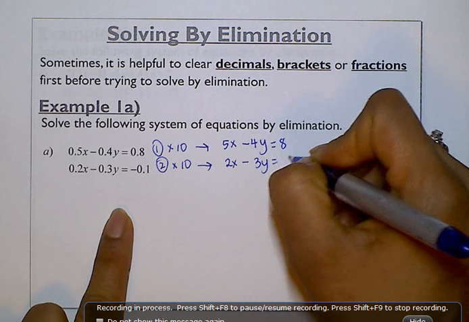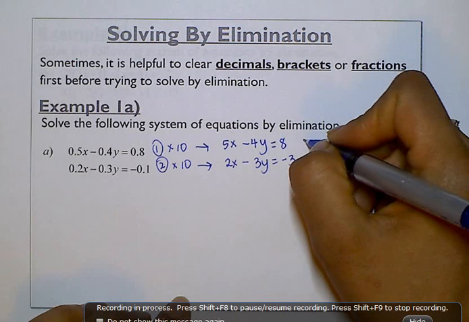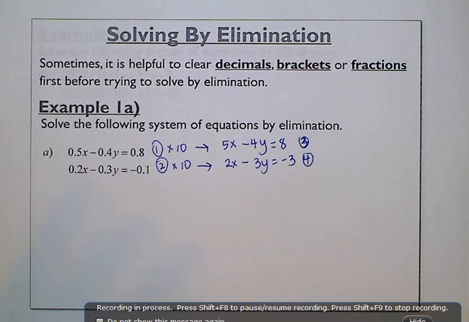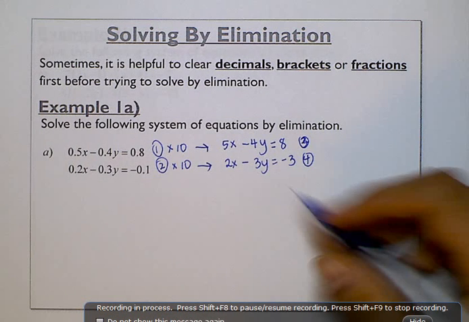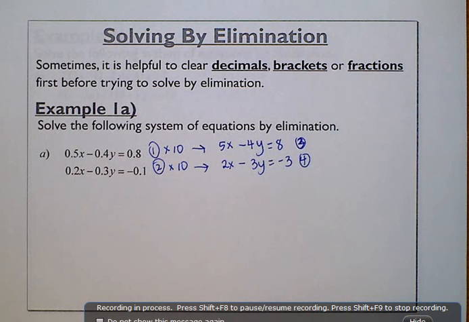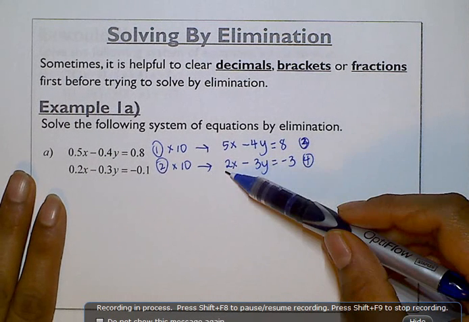Then I'm going to label those as equation number 3 and equation number 4. And you're going to solve this using the exact same procedure, which is solving by elimination. So let's go ahead and do that. I'm just going to make sure that my variables are lined up here, so my x's are lined up, my y's are lined up, as well as my numbers. Then I'm going to eliminate a variable. I'm going to see which variable is easier for me to eliminate. Here I have a 5 and a 2 as my coefficients in front of the x. In front of the y I have a negative 4 and negative 3.